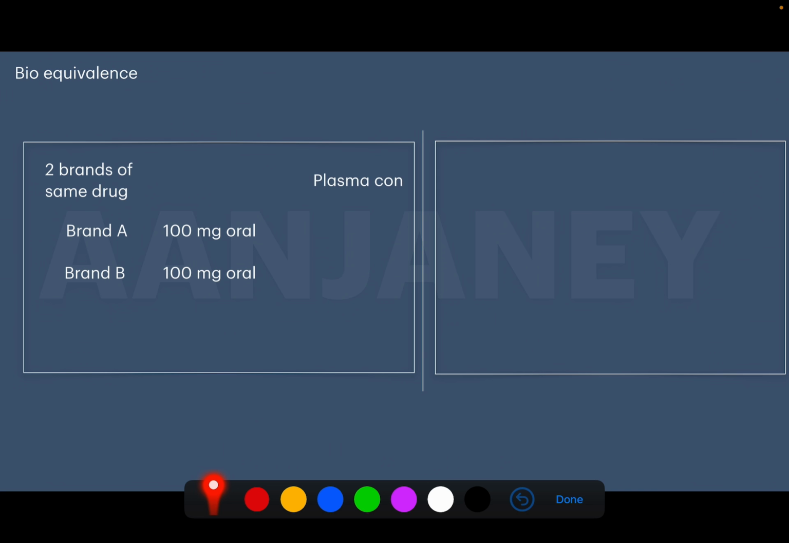Now I calculated the plasma concentration. In brand A I got 50 milligram and in brand B I got 40 milligram. So can I say that these are equal? Because from 100 I am getting 50 inside the blood, and from this 100 I am getting 40, so they're almost the same, right? But how much same is called bioequivalent?